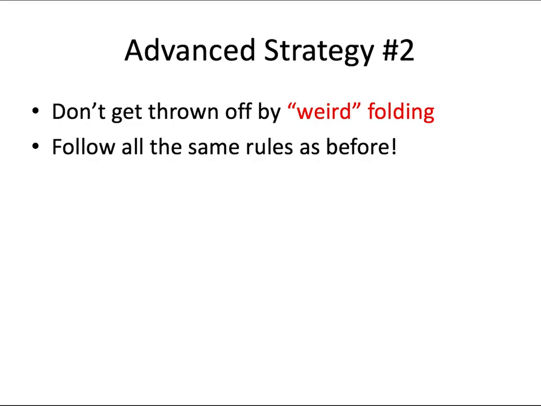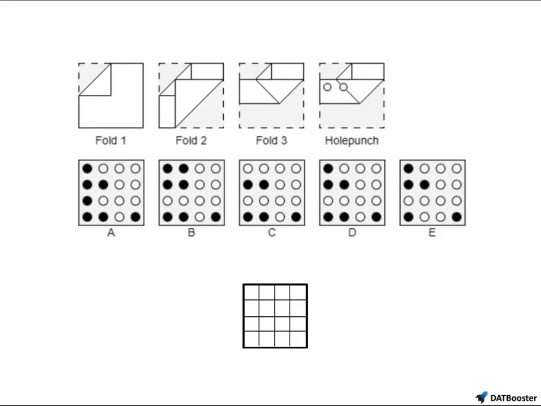And our final advanced strategy is to not get thrown off by weird folding. So we have folding in thirds, these little tiny folds, quarter holes, half holes, everything is fair game on the exam. But remember, the holes still can only be in 16 possible locations, no matter how you fold that piece of paper. So follow the same rules every time, and you'll get all 15 of these questions correct.